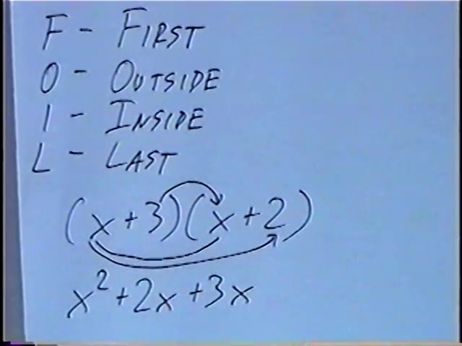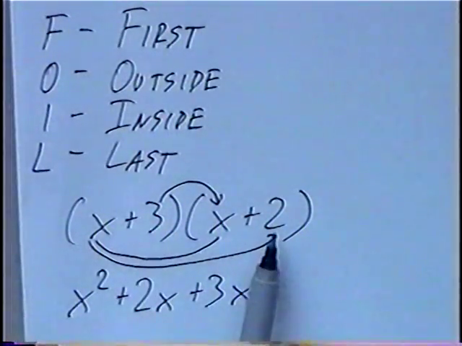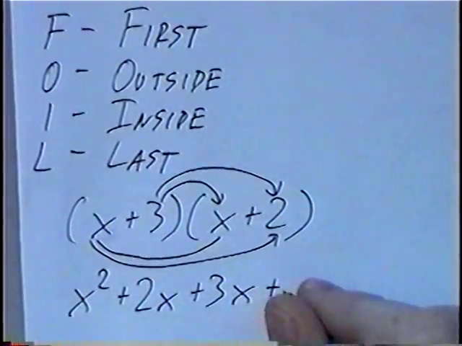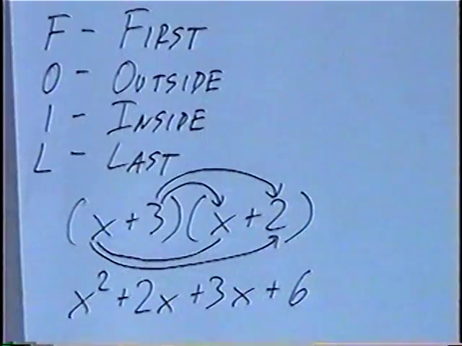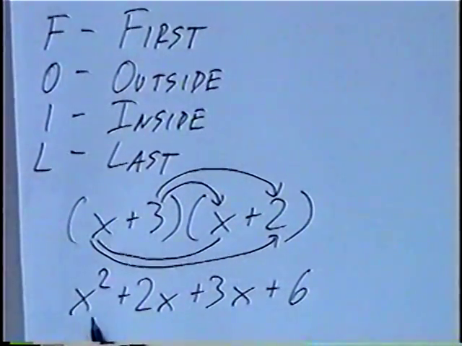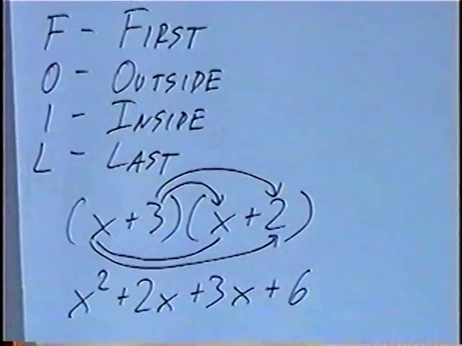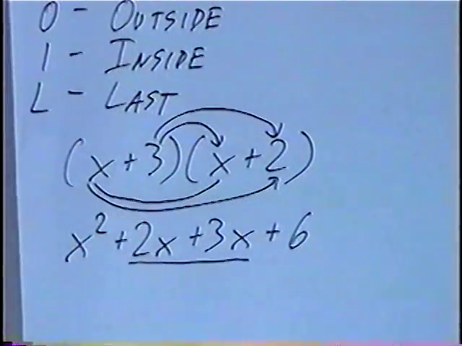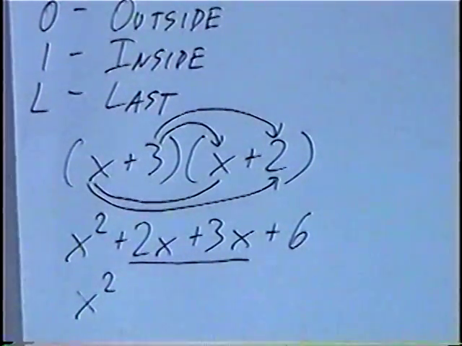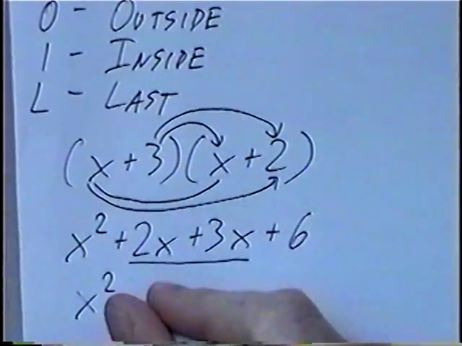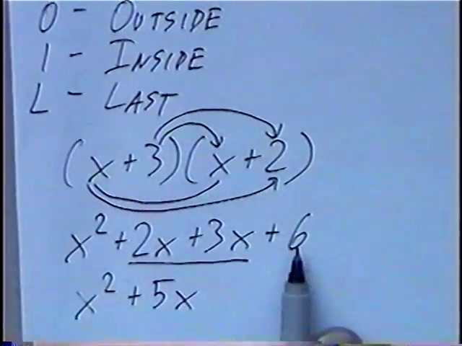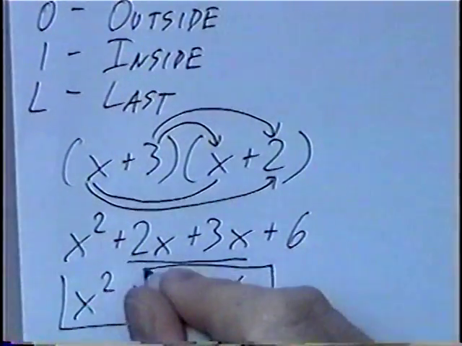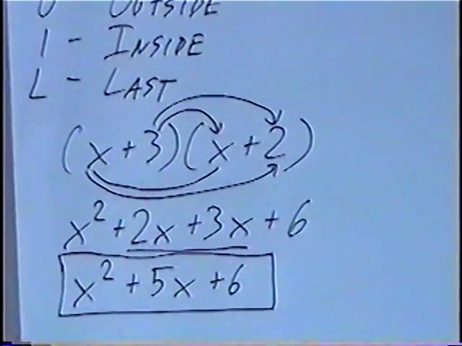And L in FOIL stands for last. It means we'll multiply the last number in each parentheses. In this case, it would be 3 times 2, which would be a positive 6. Multiplying using FOIL has 4 steps, so we'll have 4 terms. In most cases, you'll be able to combine like terms, which will be the middle 2 terms, to get our final answer. Combining 2x plus 3x would be a positive 5x, and the 6 would stay the same. So our final answer, after multiplying, is x squared plus 5x plus 6.